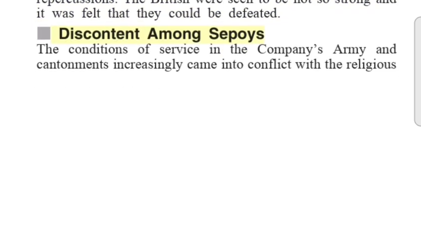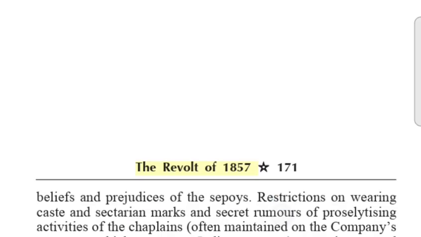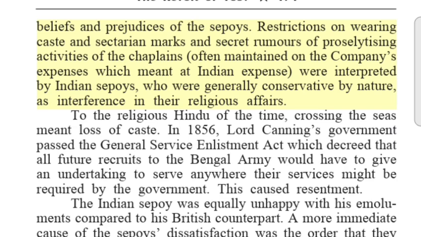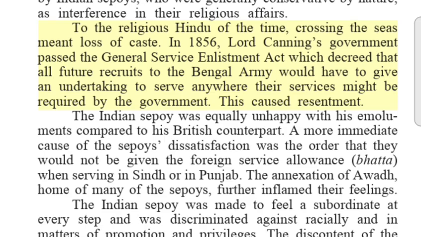Discontent among sepoys: the conditions of service in the company's army and cantonments increasingly came into conflict with the religious beliefs and prejudices of the sepoys. Restrictions on wearing caste and sectarian marks and secret rumors of proselytizing activities of the chaplains often maintained on the company's expenses, which meant at Indian expense, were interpreted by Indian sepoys, who were generally conservative by nature, as interference in their religious affairs. To the religious Hindu of the time, crossing the seas meant loss of caste.